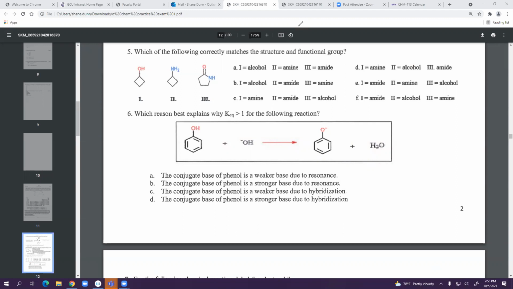Which reason best explains this? So remember, K is equal to products over reactants, and I want a more stable product. This guy right here, base or acid, why? That is one way of thinking about it. We don't do Bronsted-Lowry unless we tell you to. Assume it's Lewis instead. Unless the question specifically says use Bronsted-Lowry definitions, you have to use Lewis.